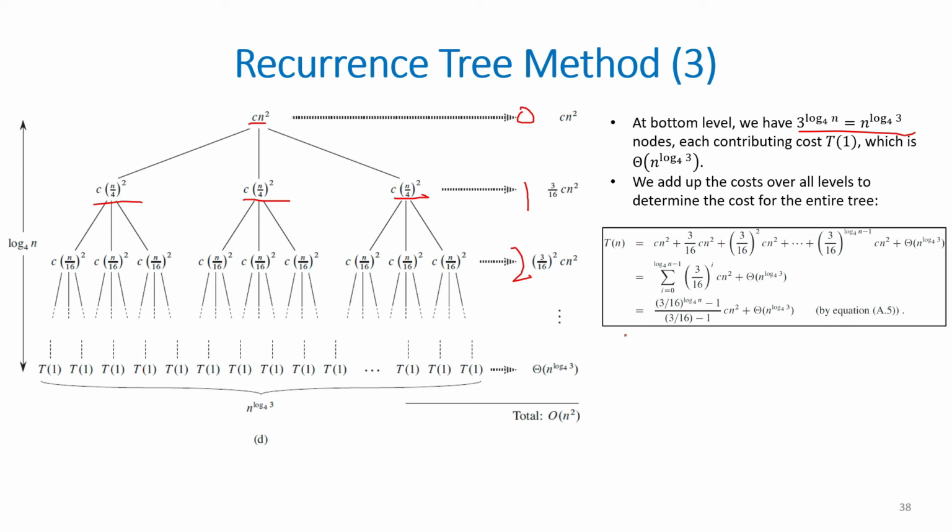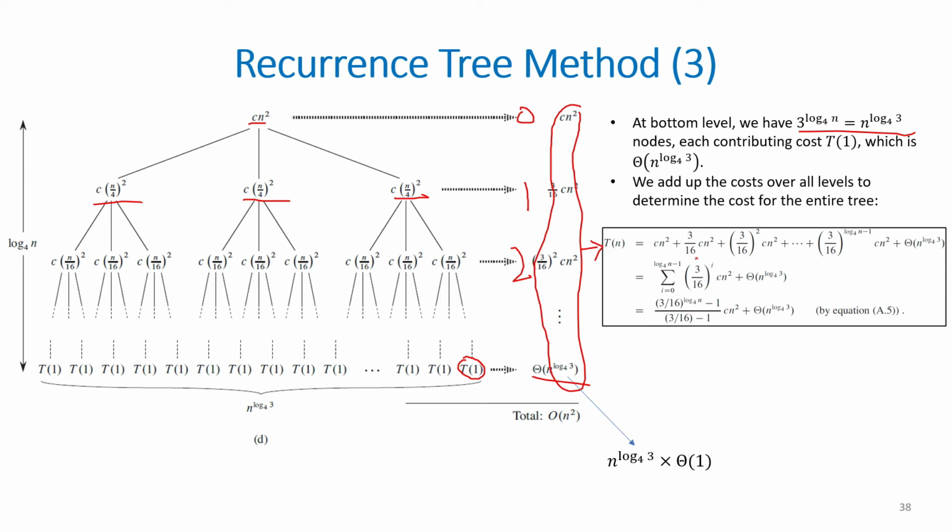Since we know that the time taken to solve the base case, that means the nodes of size 1, is some constant time T(1), the cost for calculating all the leaves would be n to the power log base 4 of 3 times theta of 1, which is equivalent to theta of n to the power log base 4 of 3. So now that we have the costs along each level, all we have to do is add up these costs for all the levels. And that is given over here. By adding them up, we would get this equation.